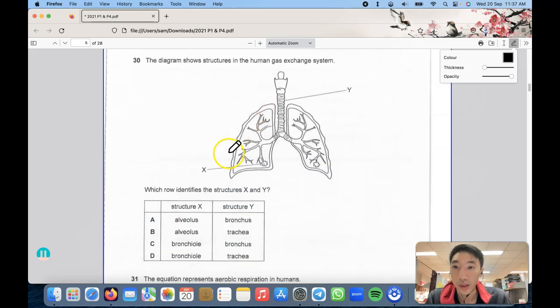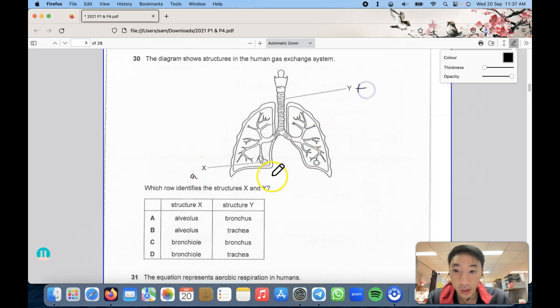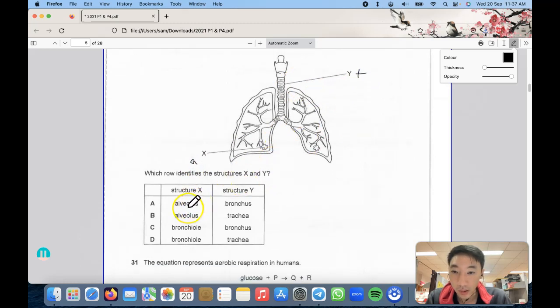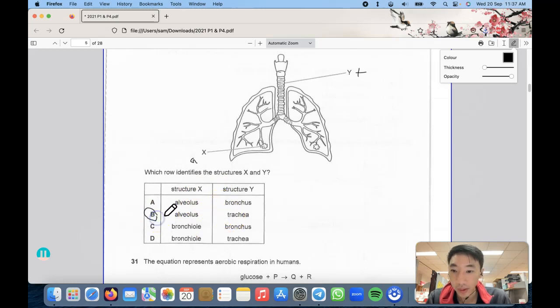Then question 30. The diagram shows structures in the human gas exchange system. Which row identifies the structures X and Y? X is your alveolus, singular of alveoli. Then Y is trachea, so B.